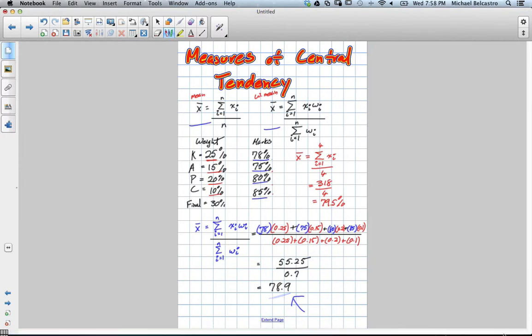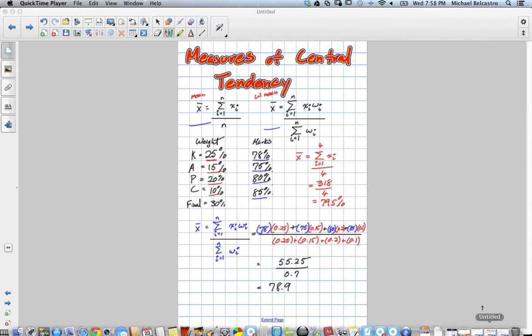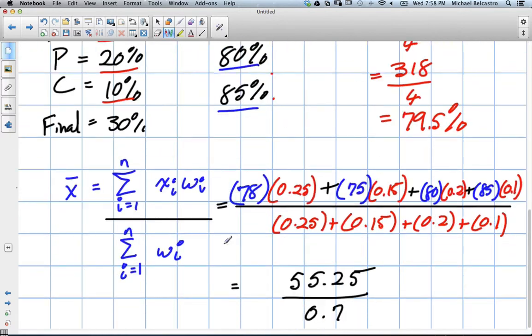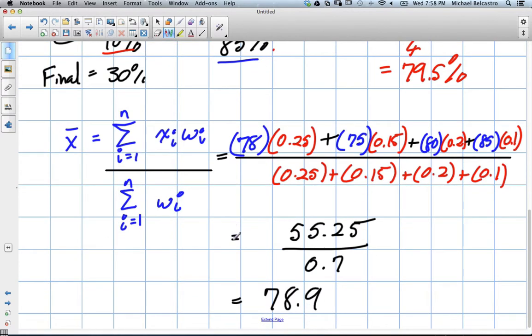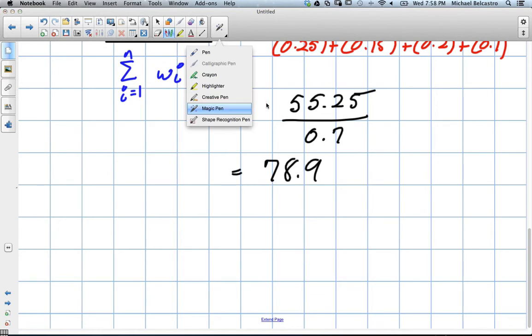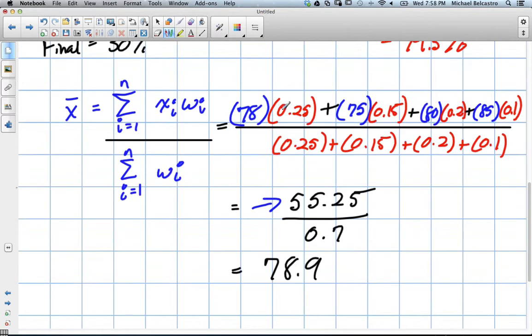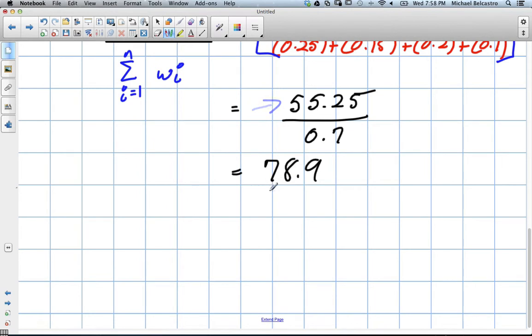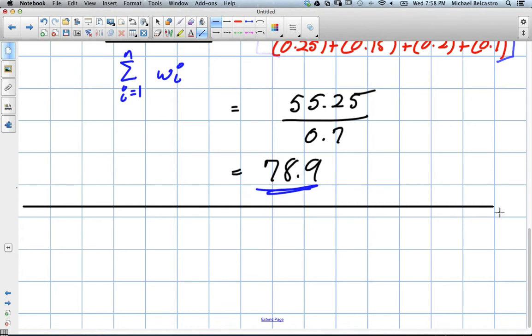And in the question, technically the second part, they said, what does the person need to get on their final to receive an 82%? What I'm going to do is work from this point here, because all this data has already been collected. And this is what it got in the end. They want to end up in this question with an 82.